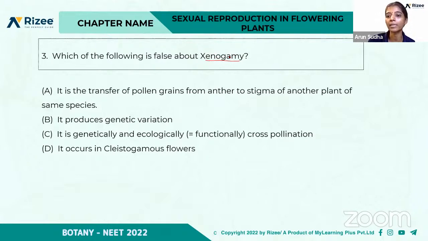Yes, D is right, because all the other options are correct. That is, it is the transfer of pollen grains from anther to stigma of another plant of the same species. It produces genetic variation. It is genetically and ecologically cross-pollination. But it occurs in Clistogamous flowers is a wrong option, because Clistogamous flowers are always closed and only autogamy is possible in the case of Clistogamous flowers, but xenogamy is not possible. So D is the right option.